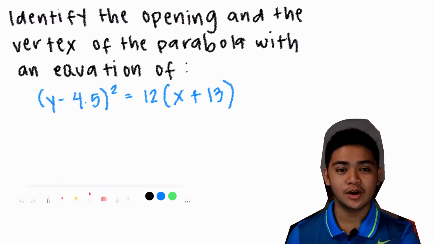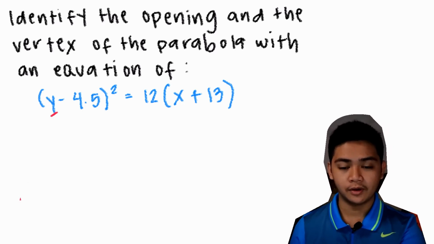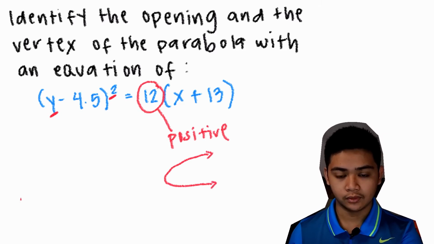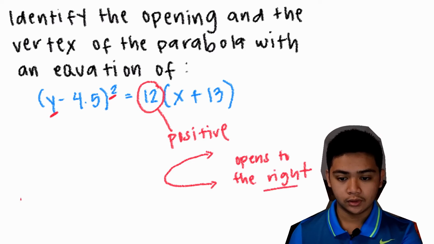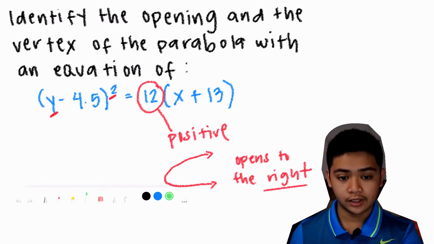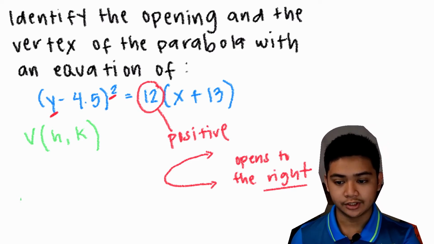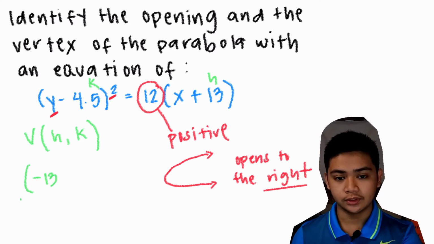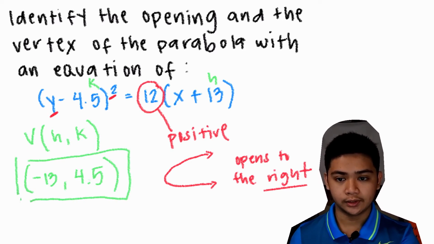Hi, my name is Sean. So, my report is about identifying the opening and the vertex of the parabola with an equation of quantity y minus 4.5 raised to 2 equal 12 quantity x plus 13. So as you can notice here, the y is raised to 2 and the 12 is positive. Okay? And this means the parabola opens to the right. And the vertex form used here is V, quantity h and k. Okay, so the h here is 13 and the k is 4.5. So when we write it, the 13 will be negative. We'll transpose this and the 4.5 will be the same. So this is the opening and the vertex of the parabola.